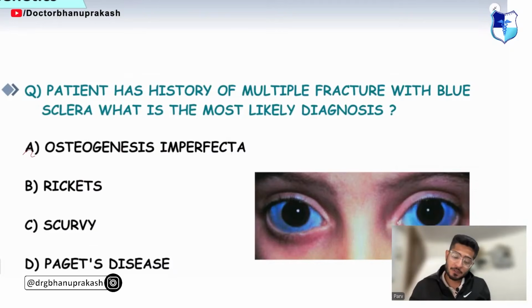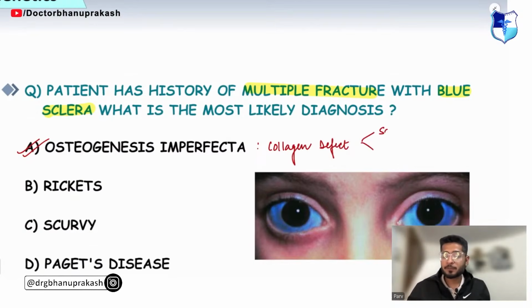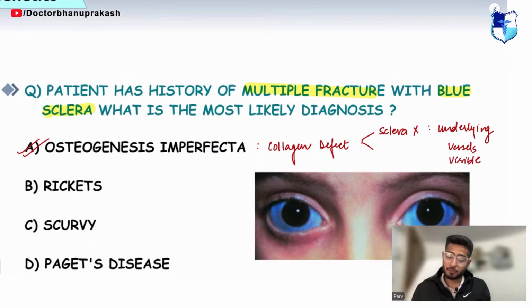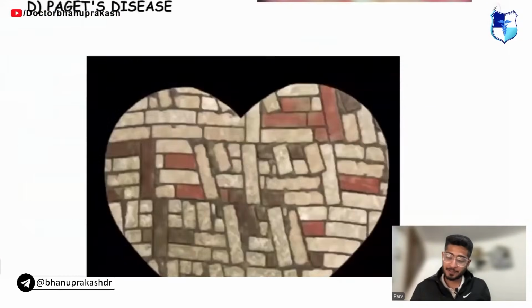This is actually osteogenesis imperfecta. So multiple fractures with blue sclera. Whenever this question is going to come, the answer is going to be osteogenesis imperfecta, which is actually a collagen defect. The collagen is not formed properly, and since the collagen is not formed properly, the sclera is not formed properly, so the underlying vessels will be visible, and since the underlying vessels are visible, you are going to have a blue sclera.